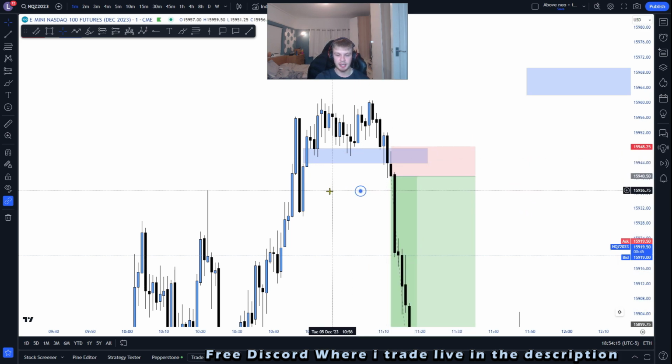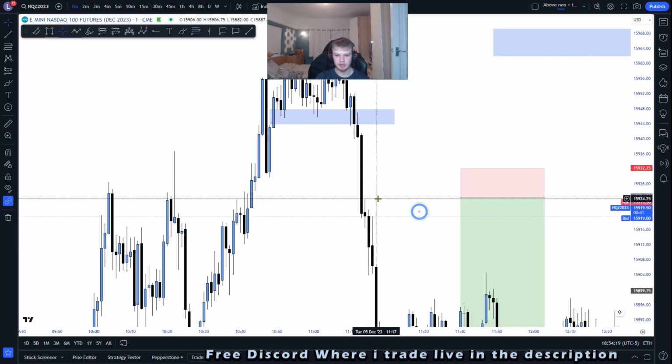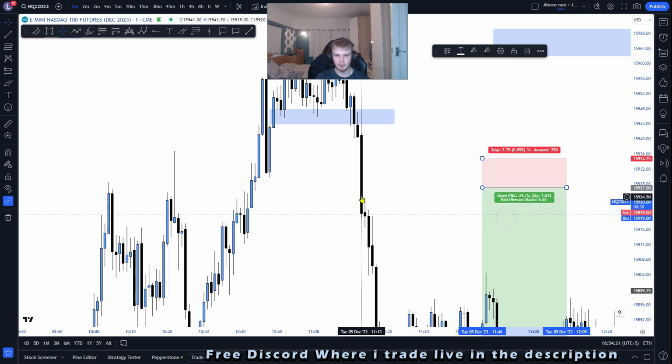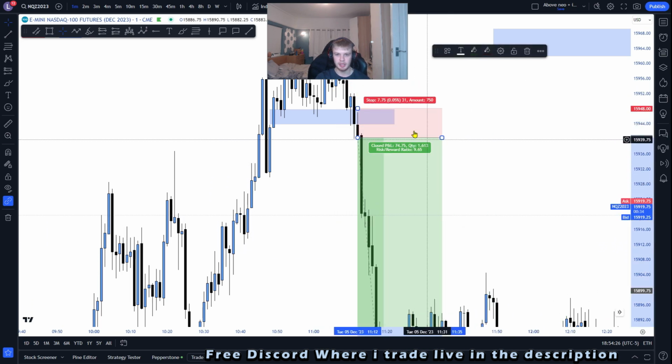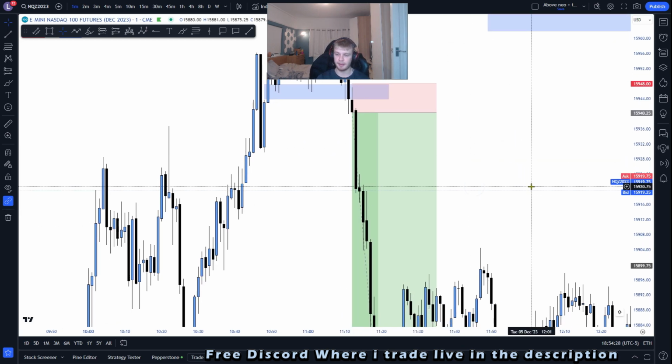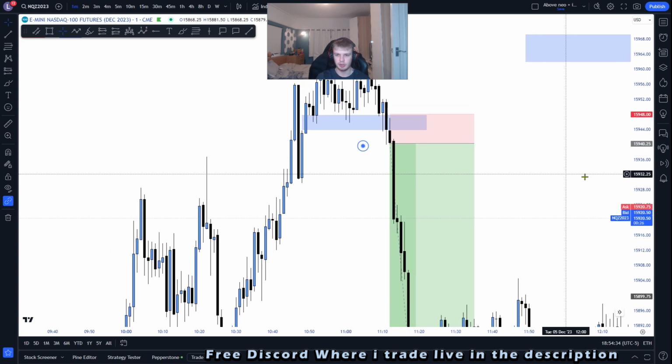Now, if it is a big fair value gap, so let's say if I was going to enter an inversion fair value gap and the candle was this big, what I might want to do is wait for a confirmation entry inside of the inversion fair value gap. But for this specific case, I just entered on the candle close below.